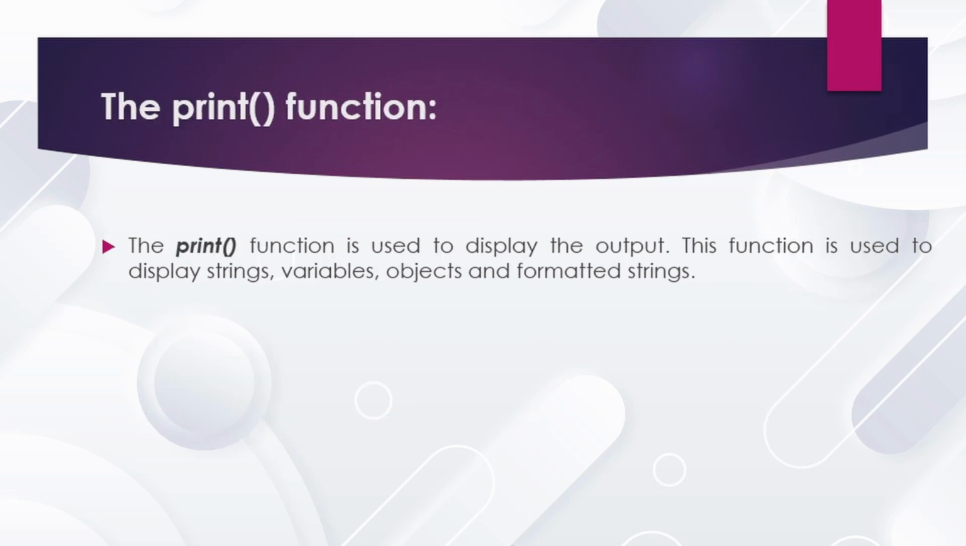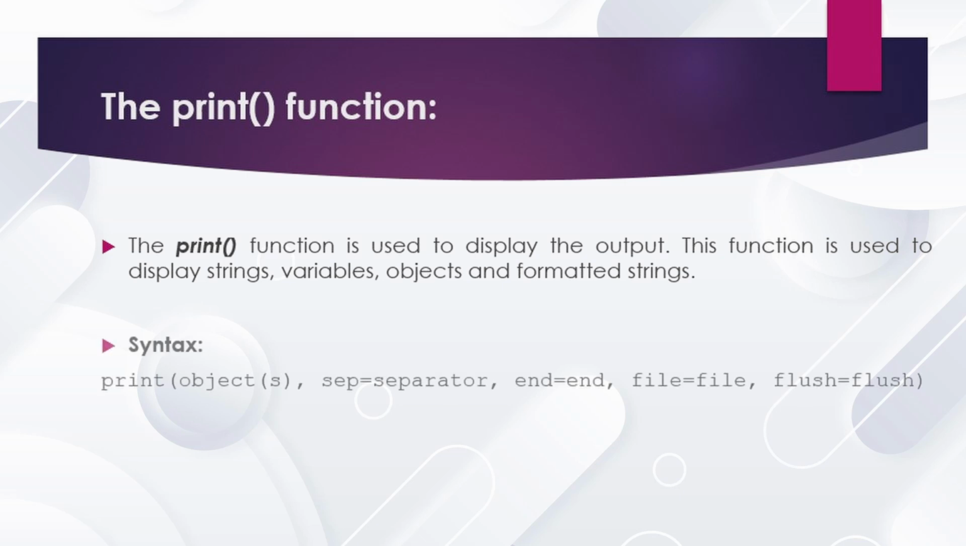The print function is used to display the output. This function is used to display strings, variables, objects, and formatted strings. Let us look at the syntax of the print function. The print function has various attributes like object, separator, end, file, and flush.